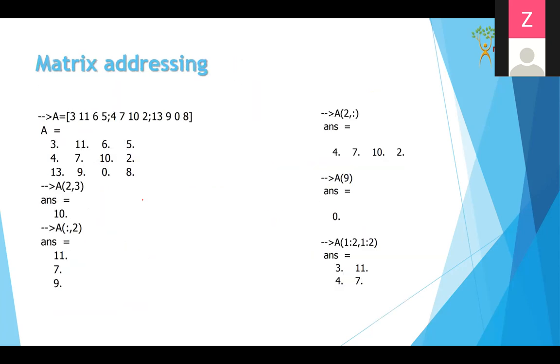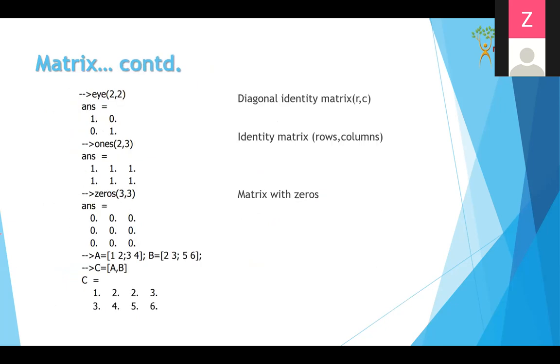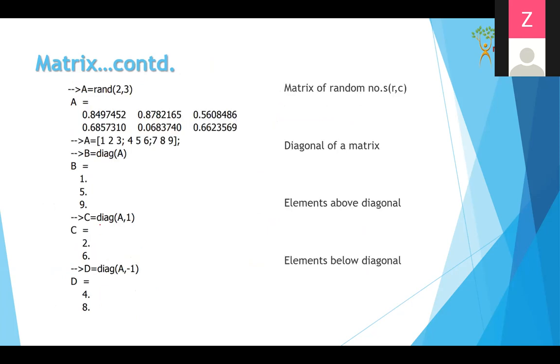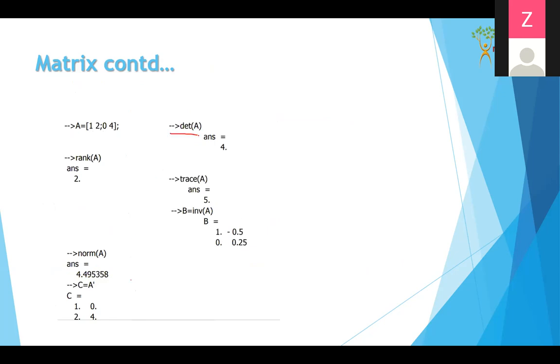Matrix, diagonal matrix, identity matrix, the elements above the diagonal, the elements below the diagonal in the matrix, determinant, trace of matrix, inverse of matrix, transpose of matrix.